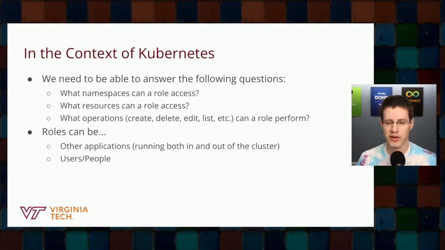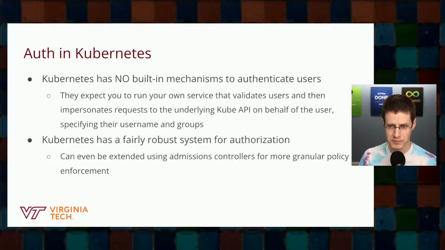And again, like I talked about earlier, roles can be other applications or users or people. So again, we want to think very role-centric as we're working through this. Okay. So I talked about earlier how auth systems have those two different components. There's the authentication. How do I prove the identity of a person? And then what are they authorized to do once I know who they are? Kubernetes actually has really no built-in mechanisms to authenticate people. It does have ways to authenticate applications, which we'll talk about with ServiceAccounts.